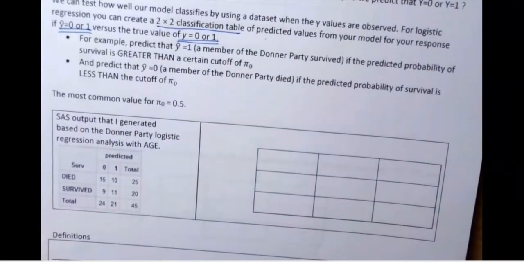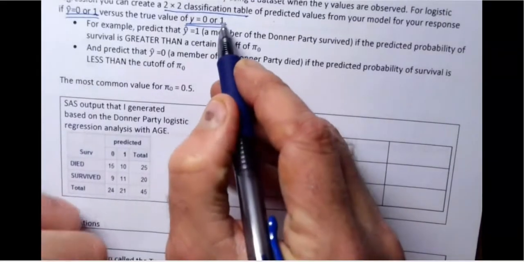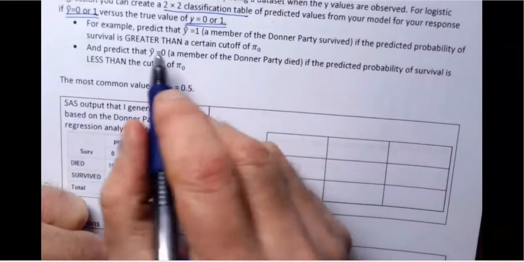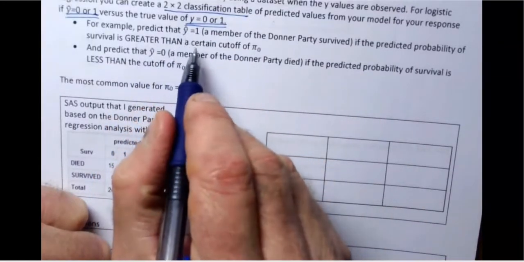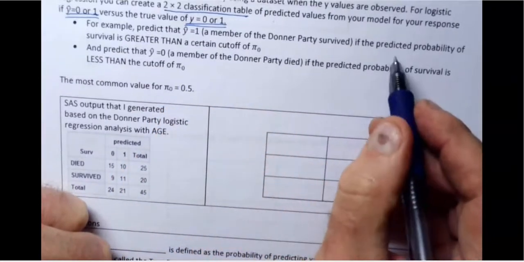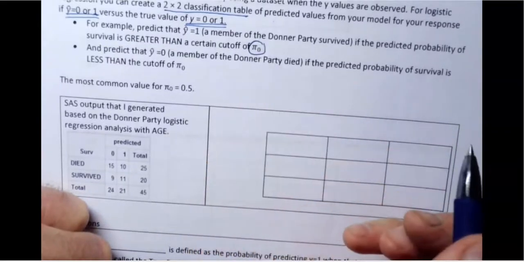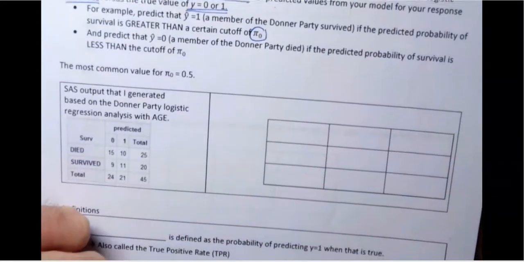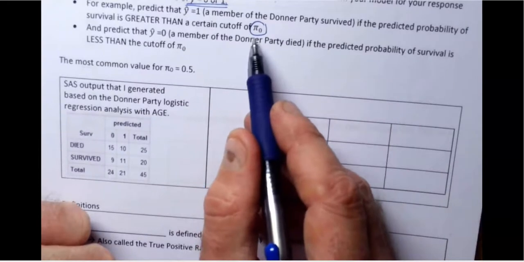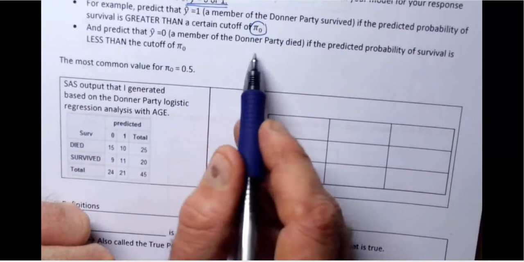We're going to use the Donner Party data again. And remember that y equals 1 if the member survived, y equals 0 if the member died. And we're going to predict y hat equals 1. That is, we're predicting whether the party member survived. And we're going to look at several different cutoffs, several different pi zeros. And if our predicted probability is less than our cutoff pi 0, we're going to predict that y hat equals 0. That is, the member of the Donner Party died.